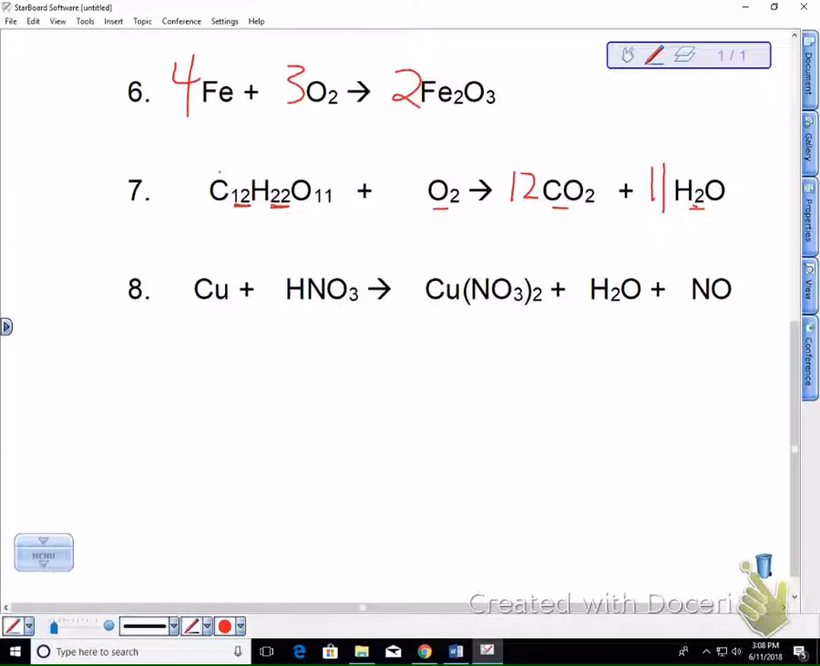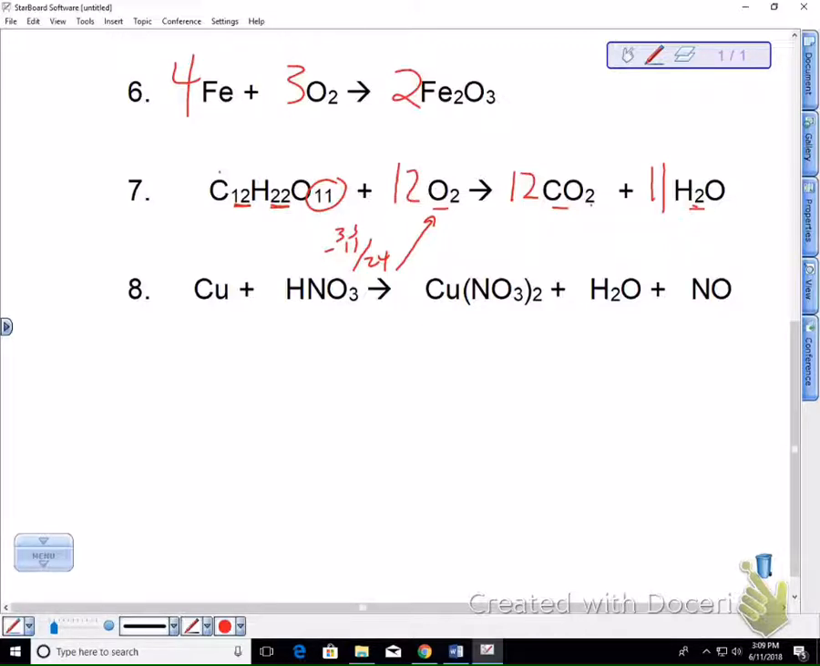Let's count up our oxygens on the right. I have 12 times 2 plus 11. So that's 35 oxygens. So I need 35 oxygens on my reactant side. Now don't forget you have 11 already, and we don't want to mess with those. Because if I mess with those, I'm going to change the 12 and the 22, and I don't want to do that. So I need 35. I've got 11, so that means I need 24 out of this. 24 from there, which means I just put a 12 in front.